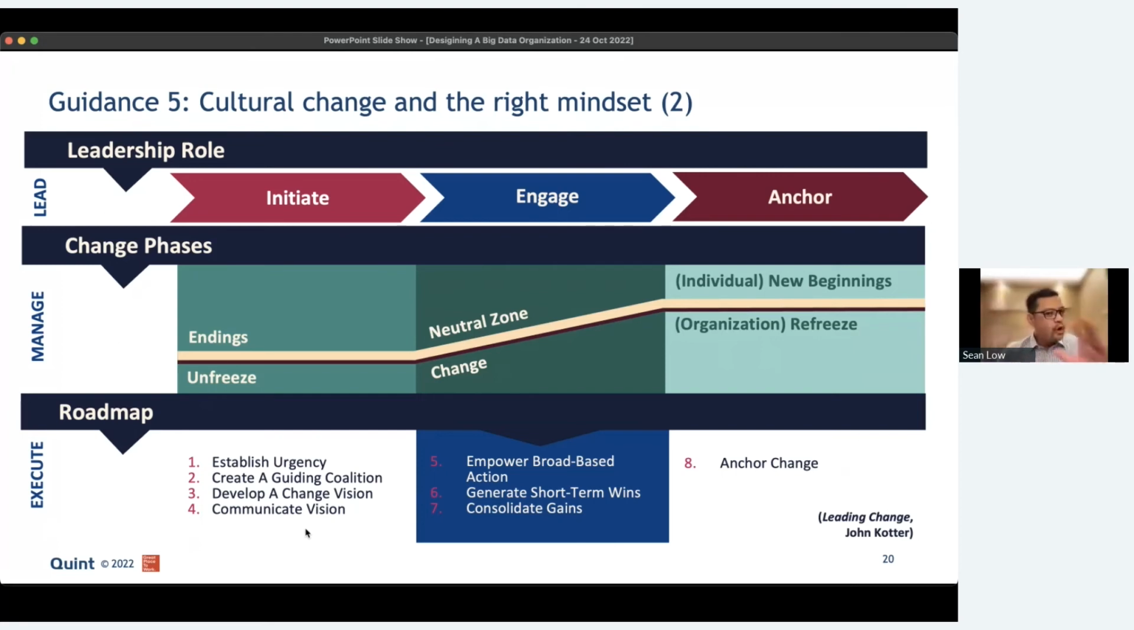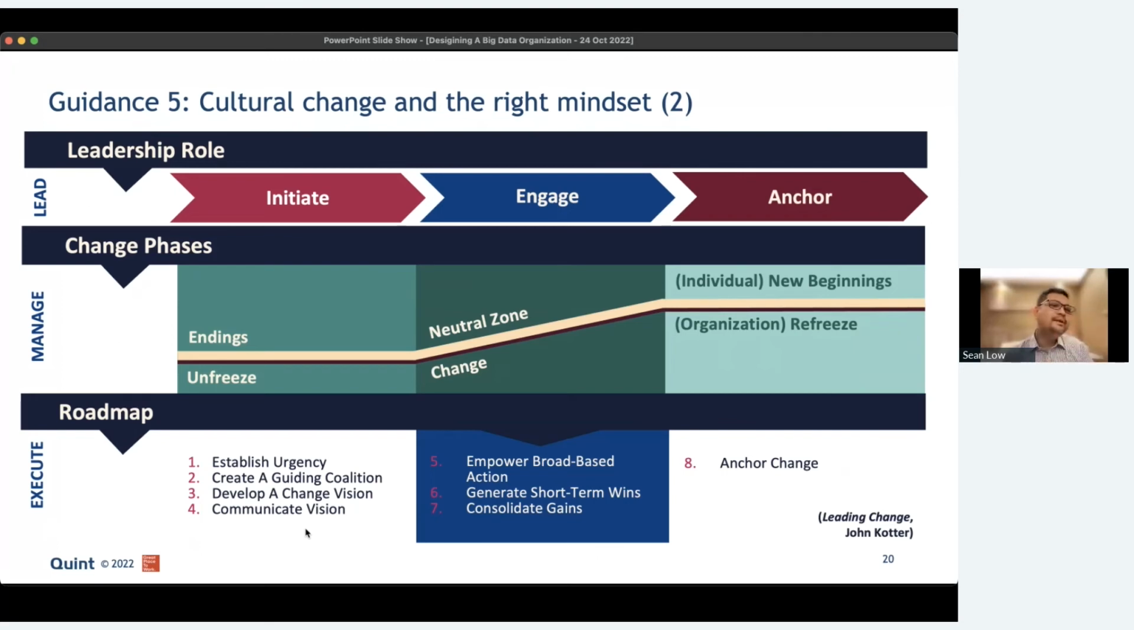Again, I wish I had more time to talk about this, and I'm always very excited talking about cultural change and the right mindset. But if you want more information about this, feel free to reach out to the Big Data Framework, to Jan Willem, or to us at Quint.